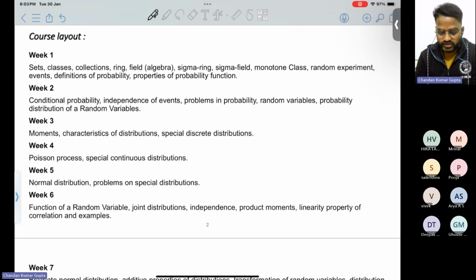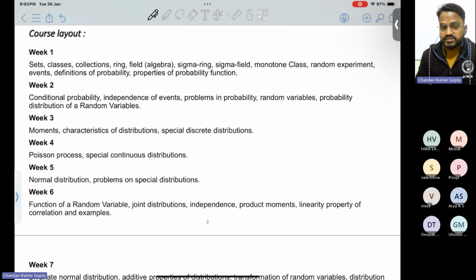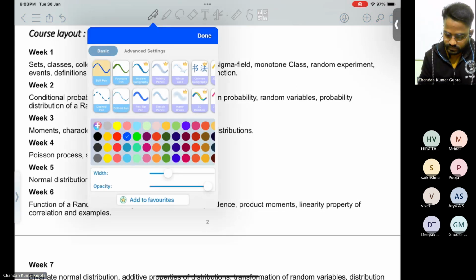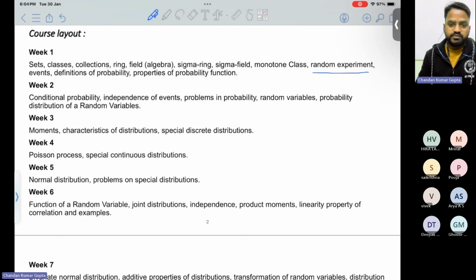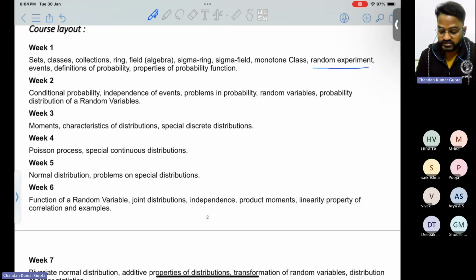In week 1, we are going to discuss sets, collections, rings, sigma fields, and monotone classes, and random experiments. From there, we will start the probability part. Then events, types of events, the definition of probability. There are different types of probability definitions, and the properties of probability functions.